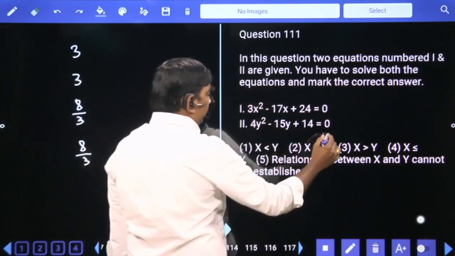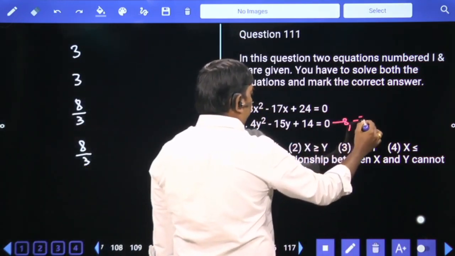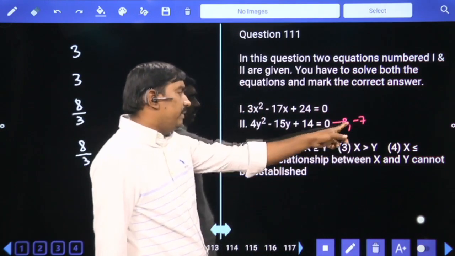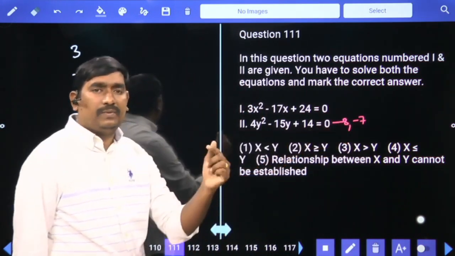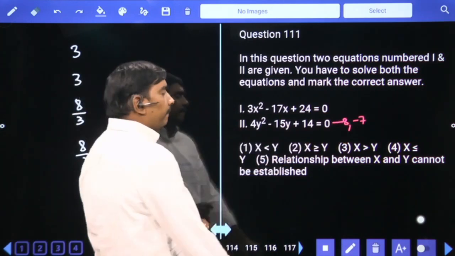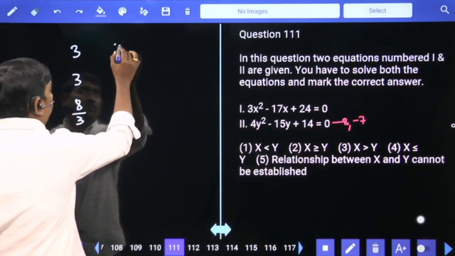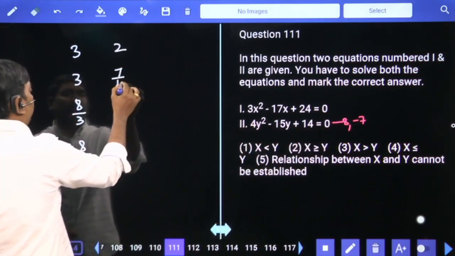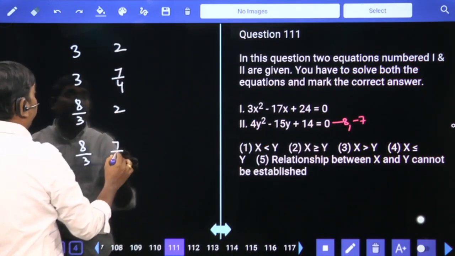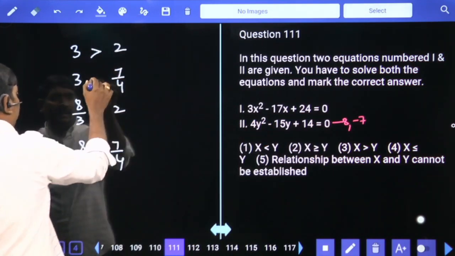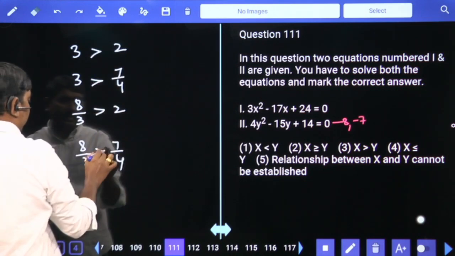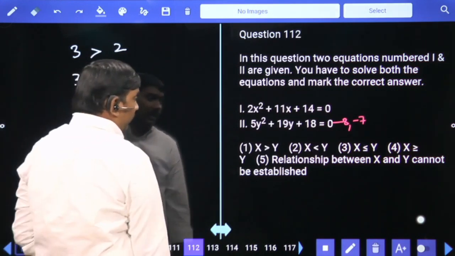14 4s are 56, 8 7s are 56. Minus 8 minus 7 will give us minus 15. Finally plus 8 plus 7. 8 by 4 means 2, 7 by 4. Comparing: greater than, greater than, greater than, greater than. X greater than Y is your answer.